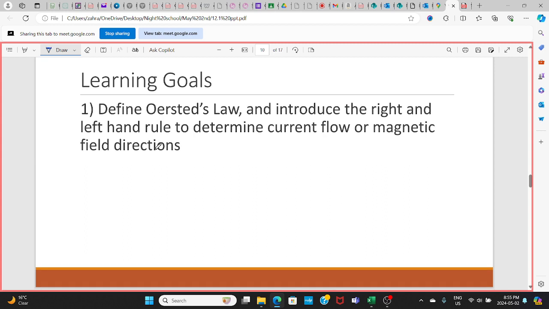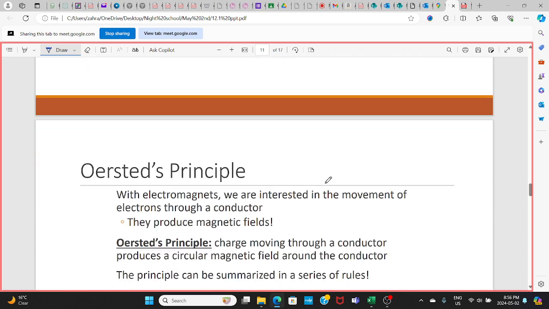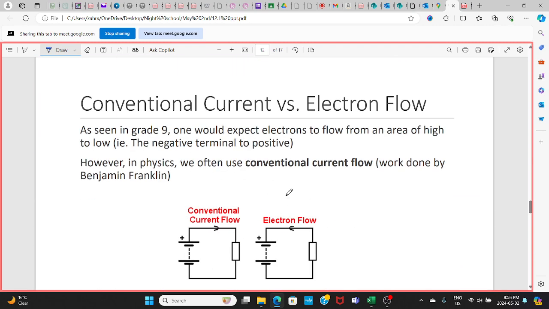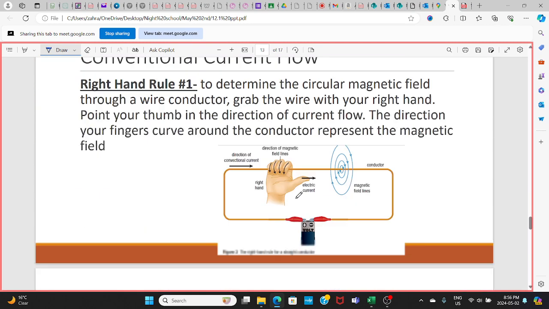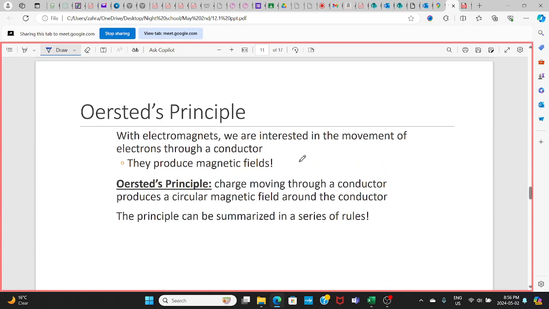Now, we want to introduce you to the right and left hand rule to determine the current flow or magnetic field direction. So these are Oersted law that we need to do right now. Now let's just go through the Oersted principle and then after these two slides, we will practice that by hand, okay? Together.